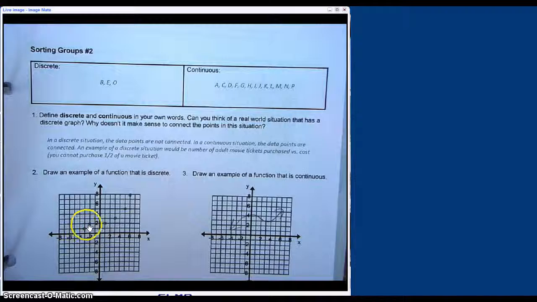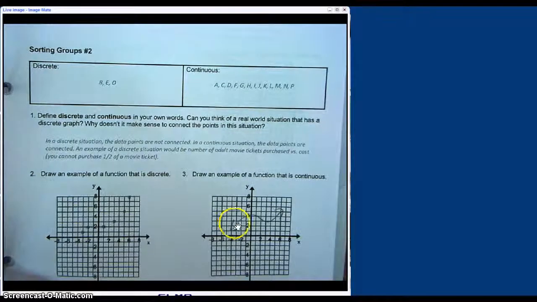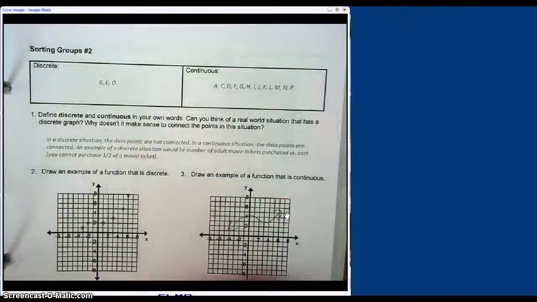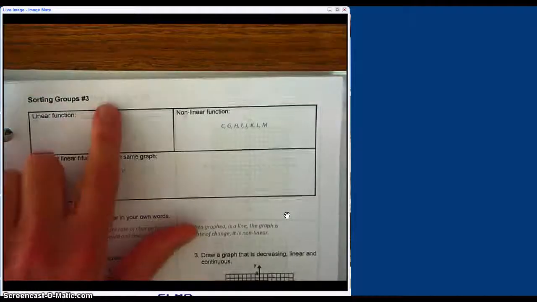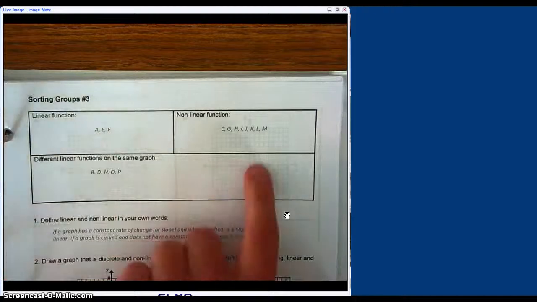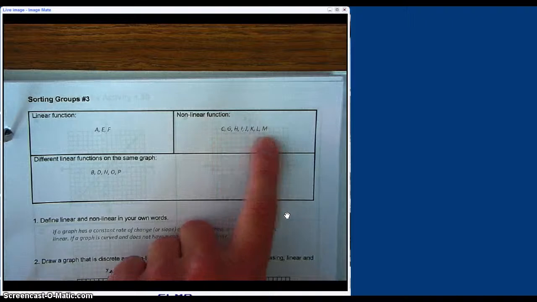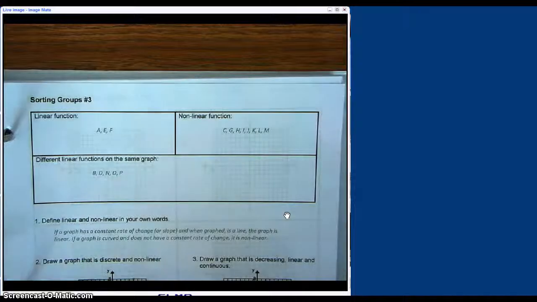All right, here's a discrete graph. Individual dots not connected. Here's a continuous one, just a squiggle line that goes on forever. Which ones were linear? A, E, and F were linear. Which ones are non-linear? So anything curvy. C, G, H, I, J, K, L, M. Different linear functions on the same graph. That's B, D, N, O, and P.